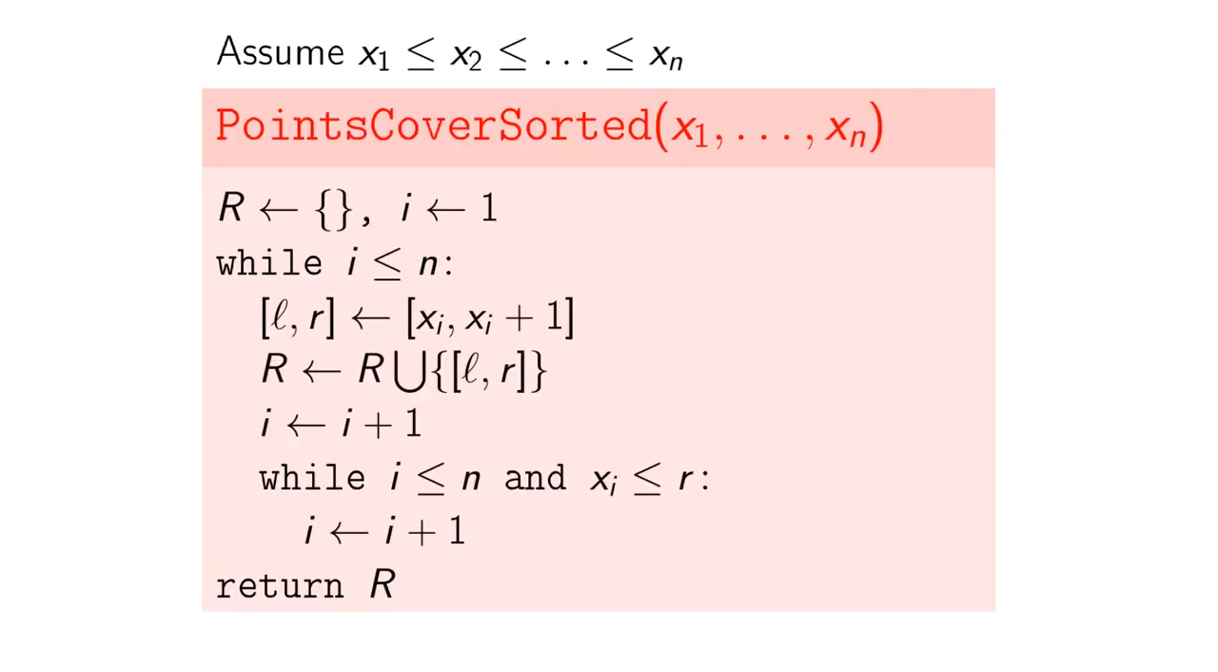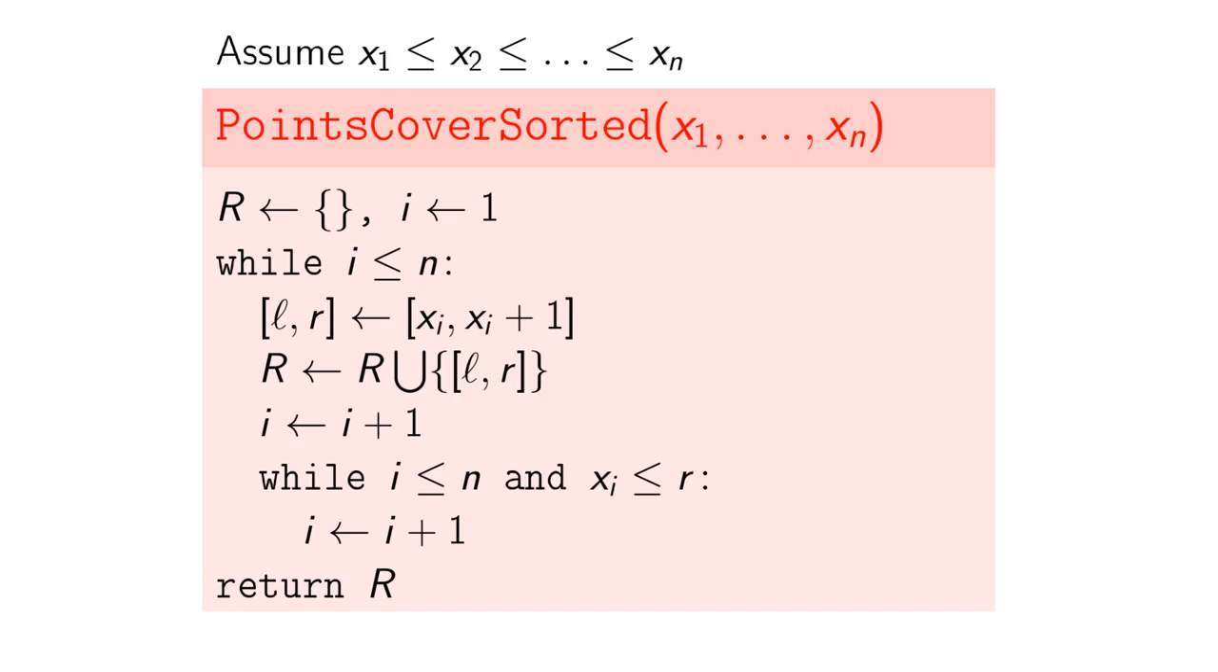Now, let us consider the pseudocode that implements this algorithm. For the sake of simplicity, we assume that the points in the input are given in the sorted order, from smallest to largest. We start with an empty set of segments denoted by R, and we start with index i pointing at the first point, which is the leftmost because the points are sorted.